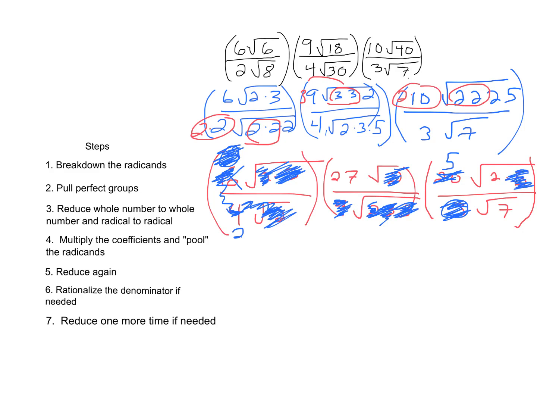Okay. And I don't see anything else. So let's pull this all together. We're going to multiply the regular numbers. So 27 times 5 is 135. Radical 2. On the bottom, we have a 2 and a radical 7.